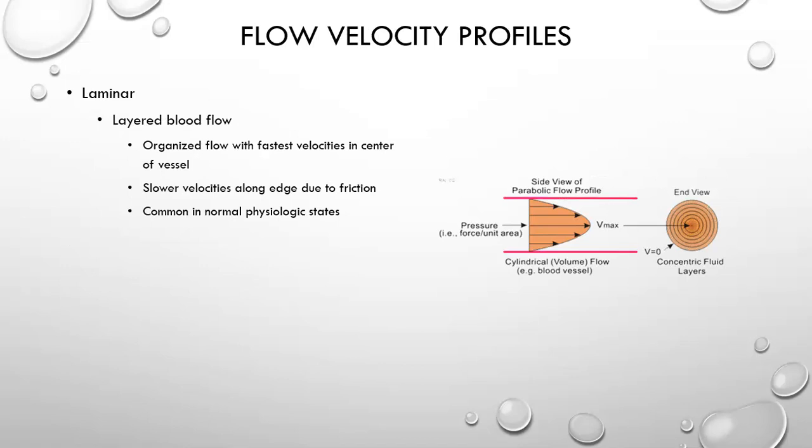We have something known as flow velocity profiles, and this is layered blood flow. Laminar is layered, and so we have layered blood flow, and this is where in steady state flow, and this only applies to steady state, the flow in the center of the vessel, or the center of a tube, will be faster than the flow on the edges because of frictional forces along the edges. So you have faster flow in the center and progressively slower flow on the outsides.